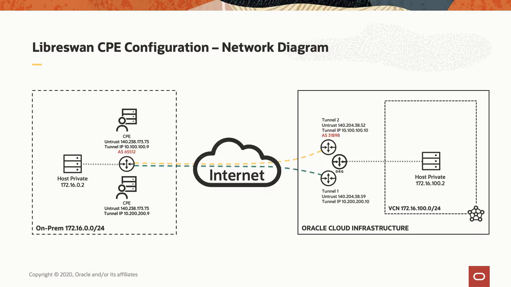For this exercise, I will use the following diagram, on which we have the on-prem data center on the left side with the trust subnet behind the Libreswan CPE, and on the right side, Oracle Cloud Infrastructure using Dynamic Routing Gateway. As you know, Oracle Cloud Infrastructure will automatically build two VPN tunnels for each IPSec connection. In this video, I will build the first VPN tunnel using static routing and the second VPN tunnel using BGP with Quagga. In this way, I can show you both configurations.